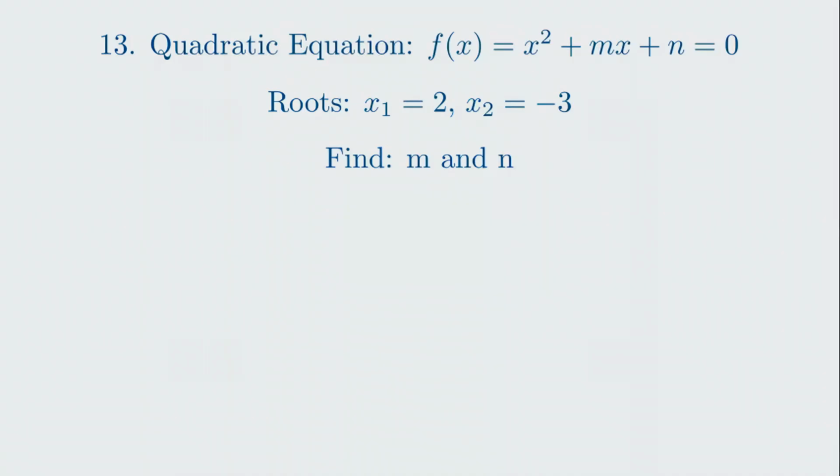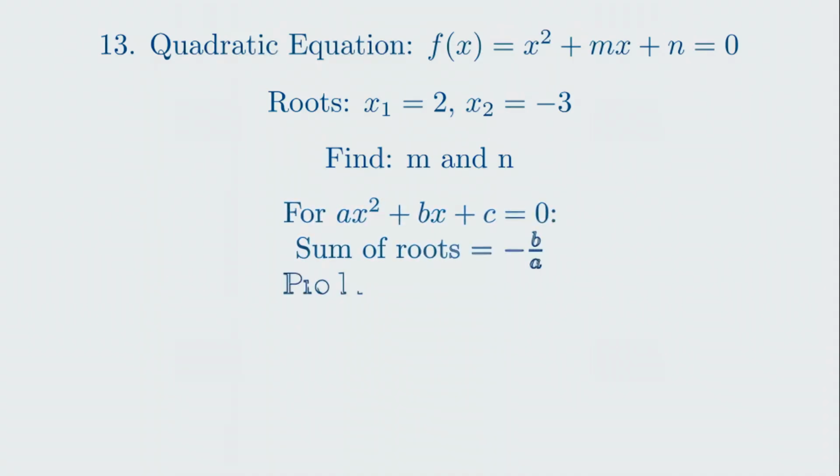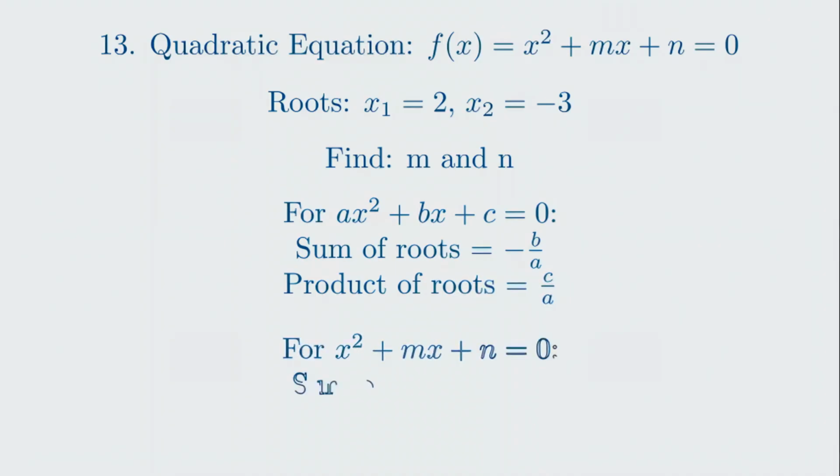For a quadratic equation, there are simple formulas connecting the sum and product of the roots to the coefficients m and n. These relationships are very useful for problems like this. For a quadratic equation in the form ax squared plus bx plus c equals 0, the sum of the roots is negative b over a, and the product of the roots is c over a. For our equation, x squared plus mx plus n equals 0, we can identify a as 1, b as m, and c as n. This means the sum of our roots should be negative m, and the product of our roots should be positive n.